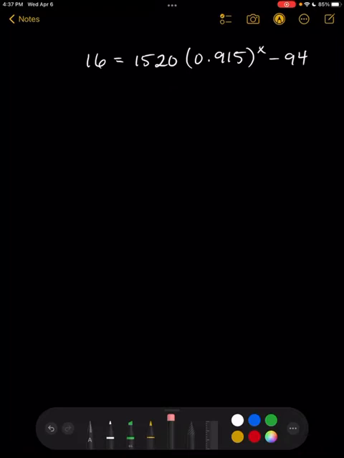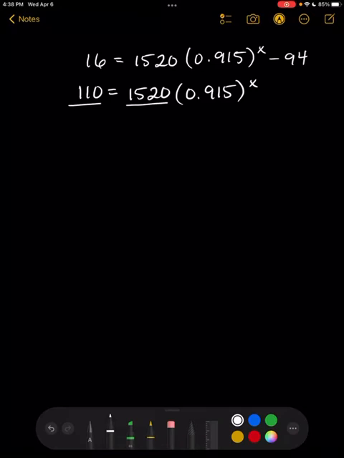So first you will add 94 to both sides. You are just proceeding with your regular solving of equations approach. So I'm going to add 94 to both sides, and 16 plus 94 will give me 110 equals 1520 times 0.915 to the x power. So this is an exponential equation. And I'm going to divide by the coefficient 1520 on both sides.